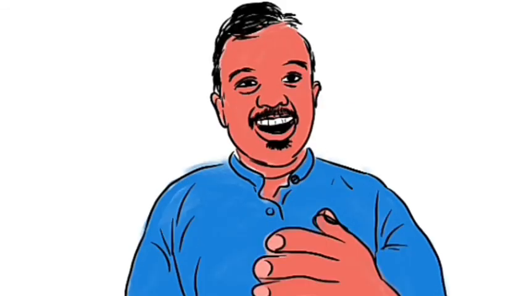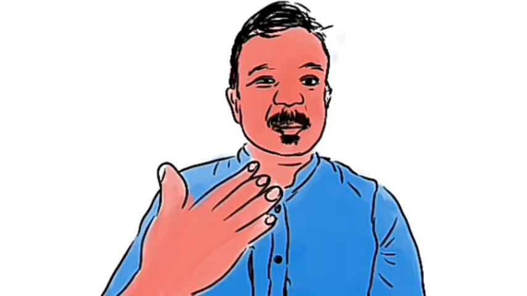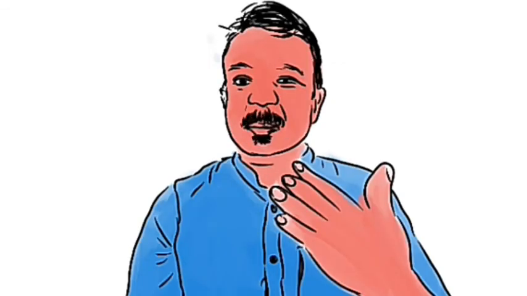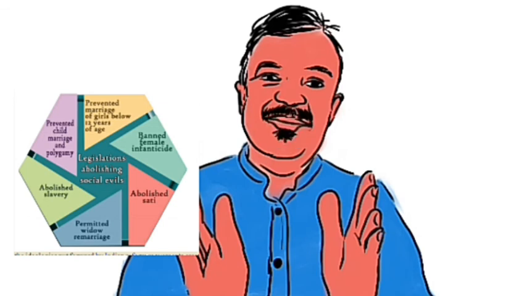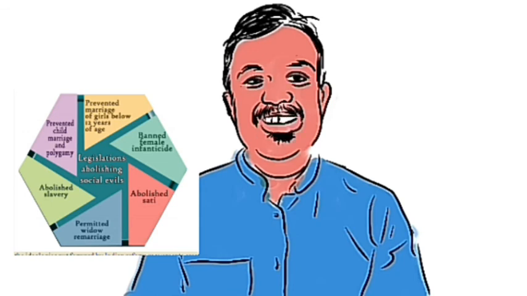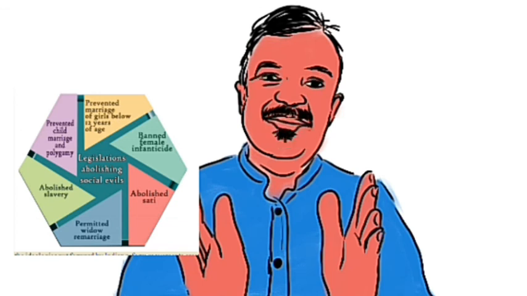As a result of all these social reform activities that started in different parts of India, the British government was forced to abolish many social evils that existed in various parts of the country. They introduced several laws: prevented the marriage of girls below 12 years of age, banned female infanticide, abolished sati, permitted widow remarriage, abolished slavery, and prevented child marriage and polygamy. All these were legislations introduced by the British, abolishing the social evils.